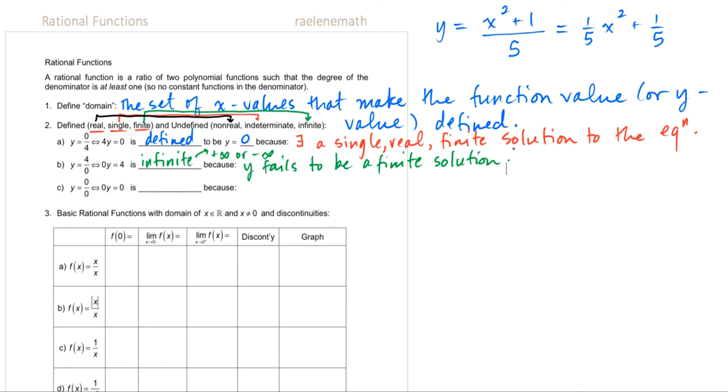And in the last case, y equal to 0 over 0, we say that this is called indeterminate because in the associated equation 0y equal to 0, there exists more than one, so not just a single, more than one solution. And by solution we mean a real and finite solution to that equation. And so when y fails to be one single height on a graph, we say that the y value is indeterminate.